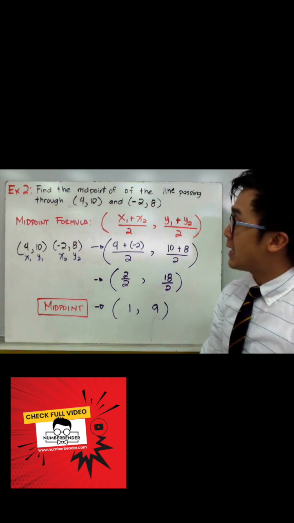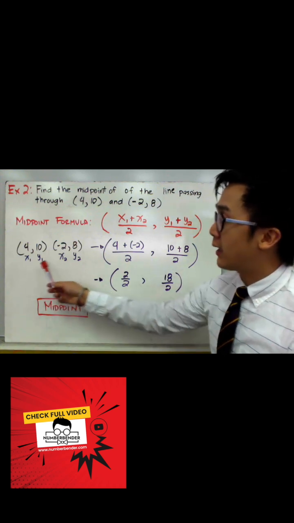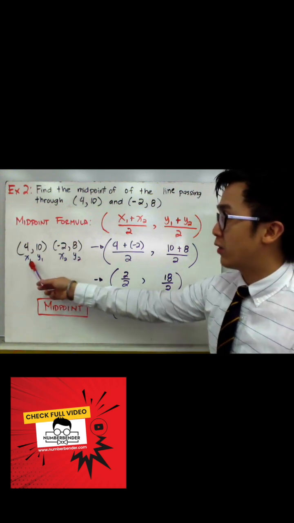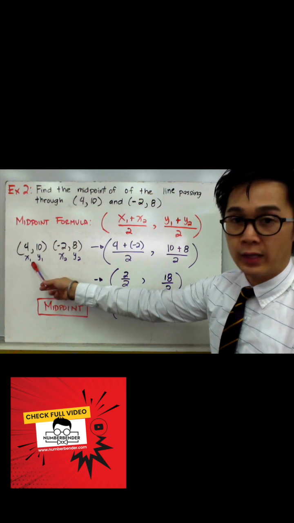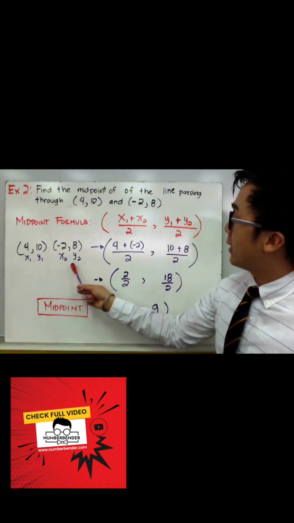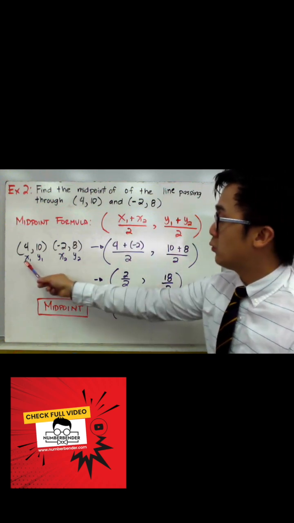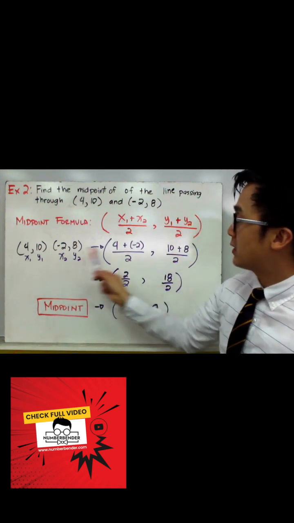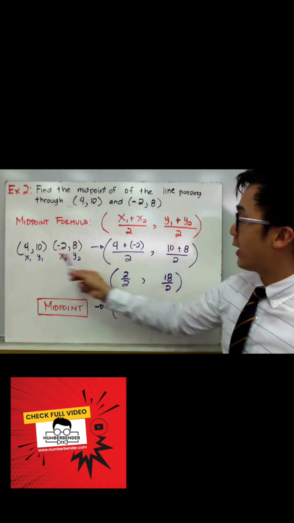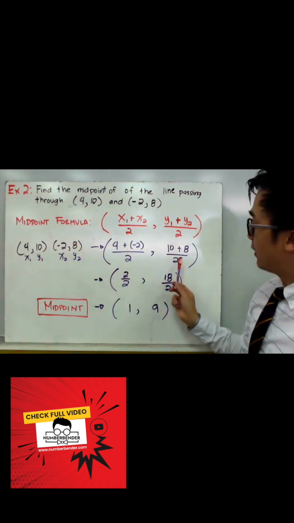So the first step in finding the midpoint of our line segment is labeling our 2 points. So this is our first point, we have x sub 1 and y sub 1, and the second point is x sub 2 and y sub 2. And by using the formula and direct substitution, for x sub 1 and x sub 2, we'll have 4 plus negative 2 all over 2, and for y, which is 10 and 8, add them together, divided by 2.